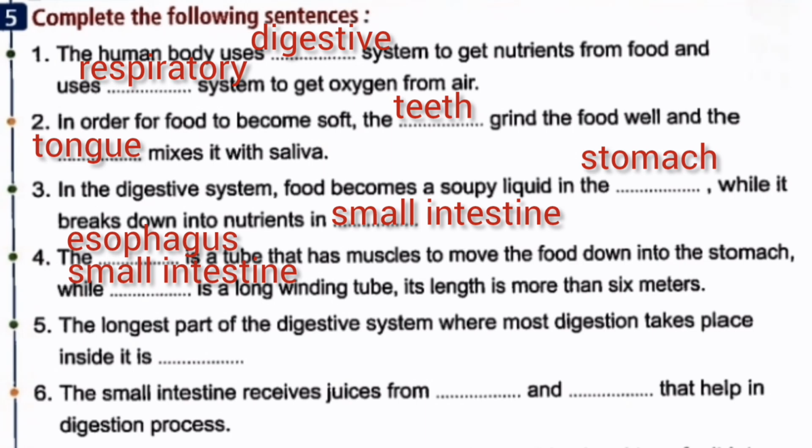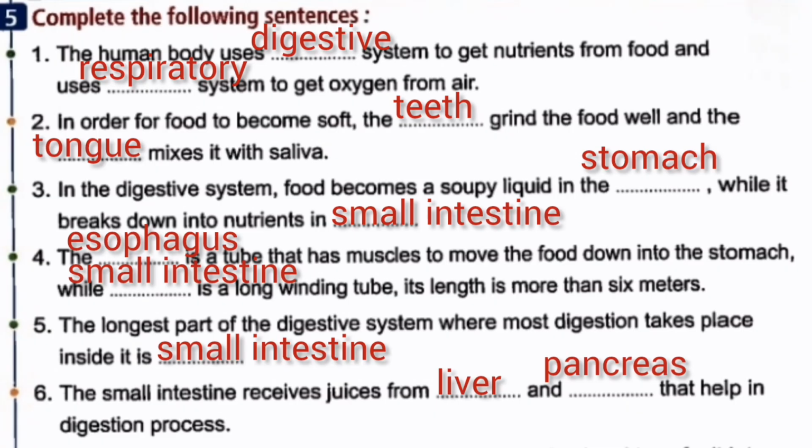Number 5. The longest part of the digestive system, where most digestion takes place inside it, is the small intestine. Number 6. The small intestine receives juices from blank and blank that help in the digestion process. The small intestine receives juices from the liver and pancreas.